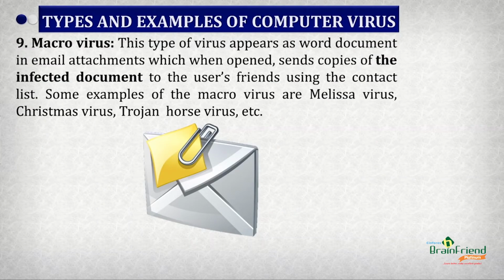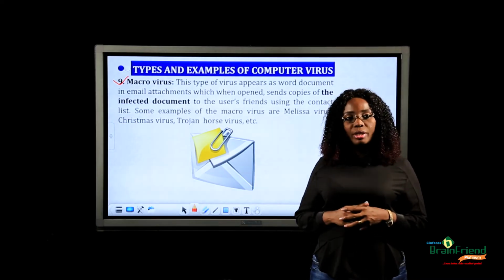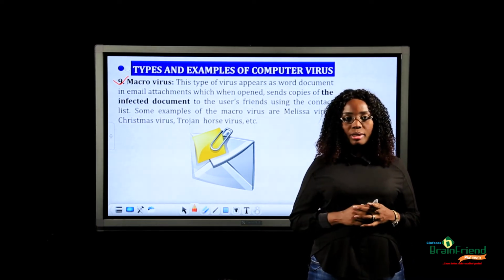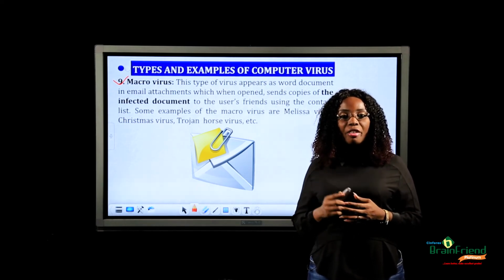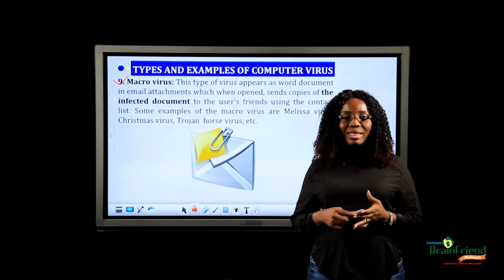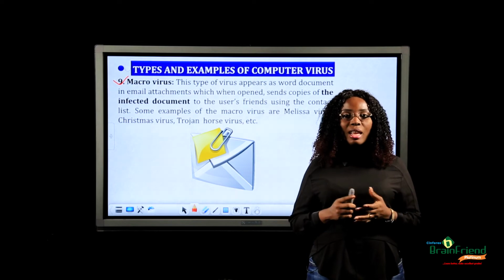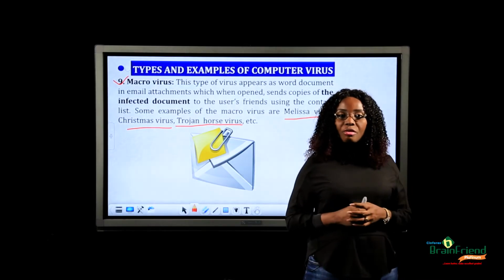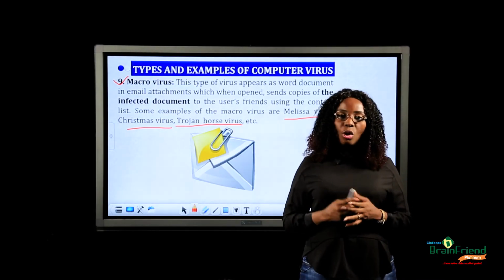And the final type of computer virus on our list is the macro virus. Now, how does this virus operate? Well, it is seen as an email attachment in Word document format. When the user clicks on this virus-infected file, it sends copies to the user's contact list, and it keeps spreading in the same manner. Some examples of this type of virus are the Melissa virus, the Christmas virus, and the Trojan horse virus.